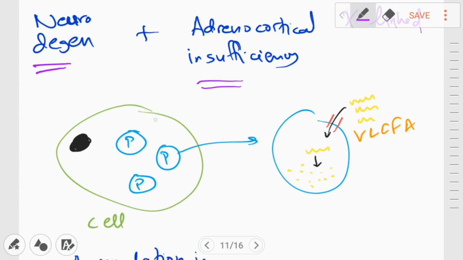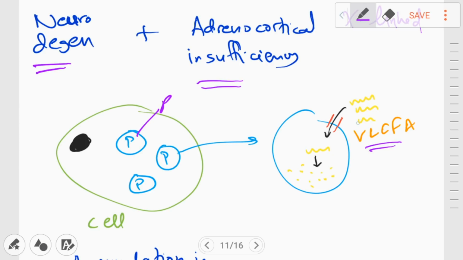So this diagram basically tries to show you what the normal function is which has been disrupted in the case of adrenoleukodystrophy. Let's start with the idea of peroxisomes. Peroxisomes are structures in your cell which break down very long chain fatty acids into smaller structures so you can use them for whatever purpose they are needed.